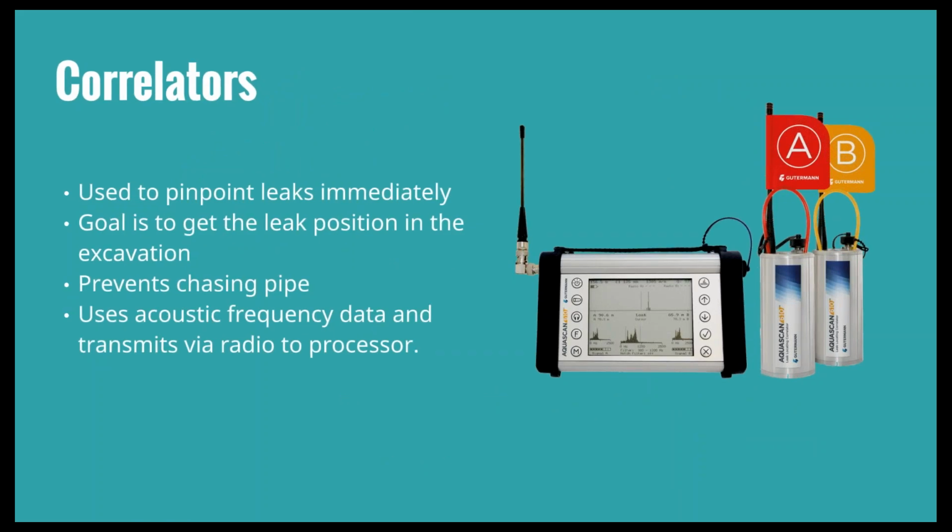So the correlators, as we just went through, when you are out doing a survey, you put A and B on adjacent valve boxes or services, hydrants, and this really helps collect good data to minimize the amount of chasing you're doing. And it uses acoustic frequency data and transmits via radio, so it's all right there in that system there. You don't have to use any computer software or even any sort of equipment.